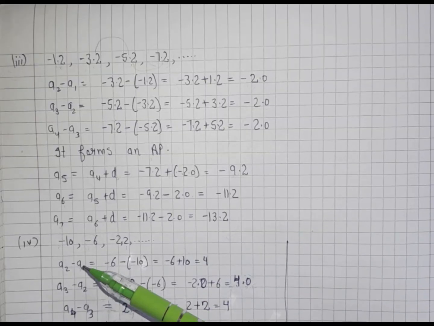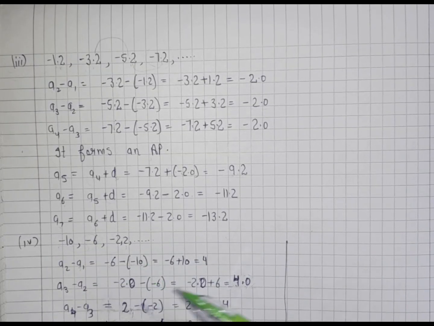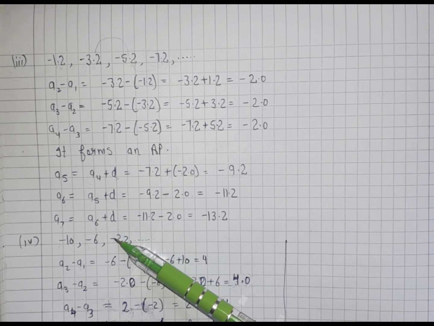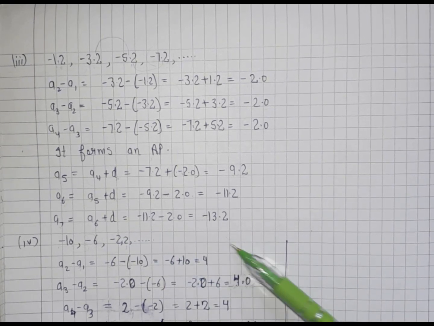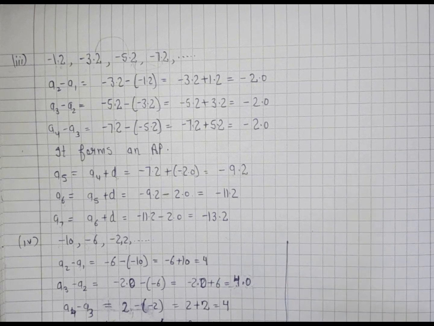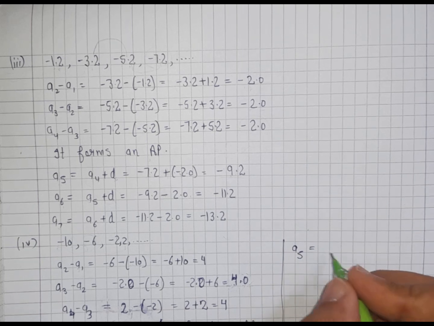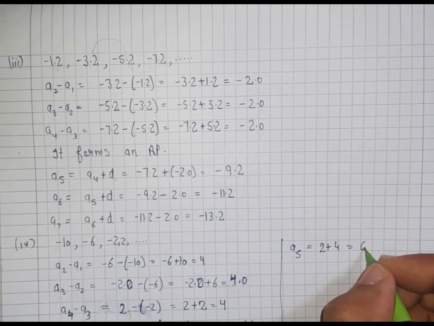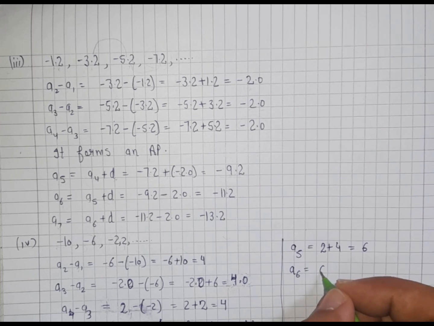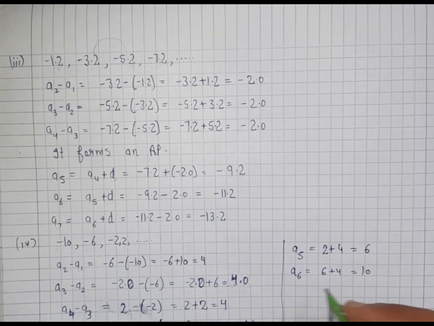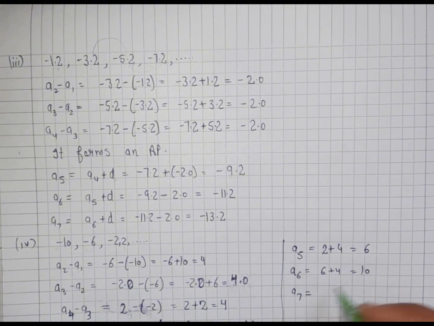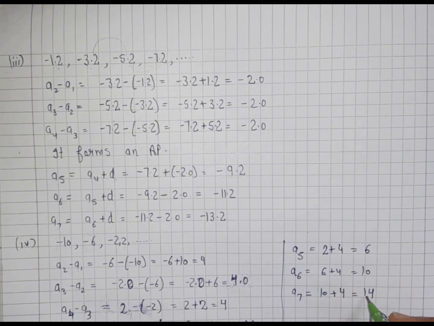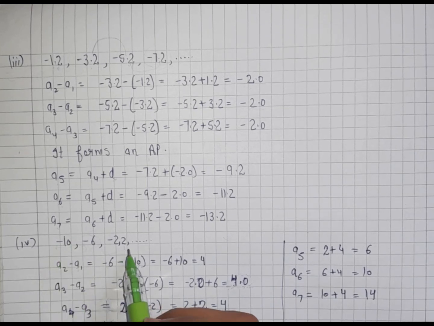AP. In the fourth part, A2 minus A1 equals 4, A3 minus A2 equals 4 and A4 minus A3 equals 4, so it forms an AP with common difference d. And the next three terms are A5 equals fourth term, that is 2, plus difference equals 6. Sixth term equals fourth term plus difference, that is 10. And the seventh term equals sixth term plus difference 4, 14. So 6, 10, 14 are the next 3 consecutive terms of the given AP.